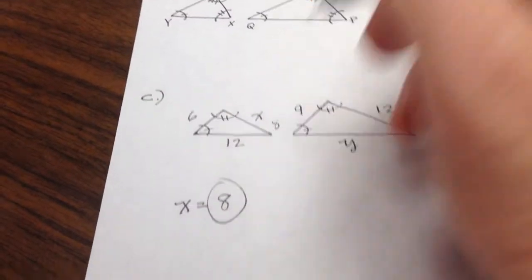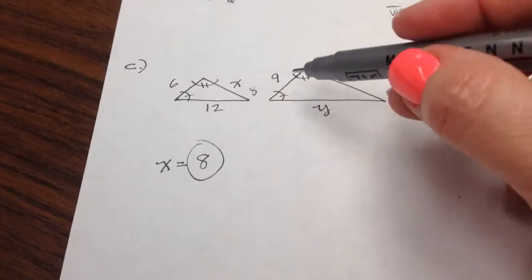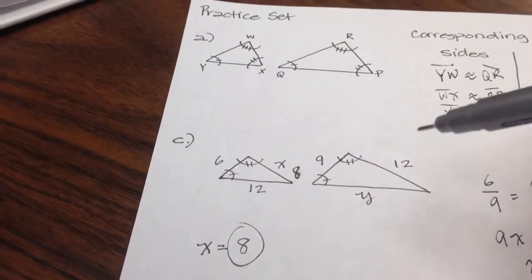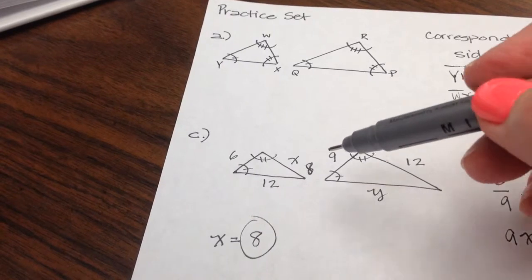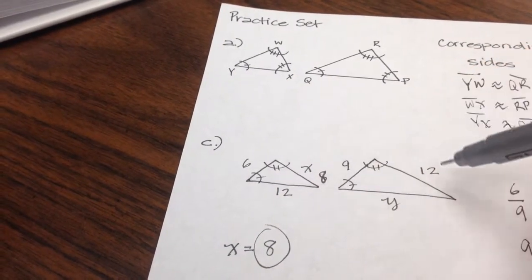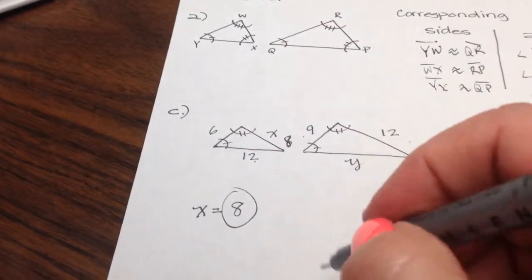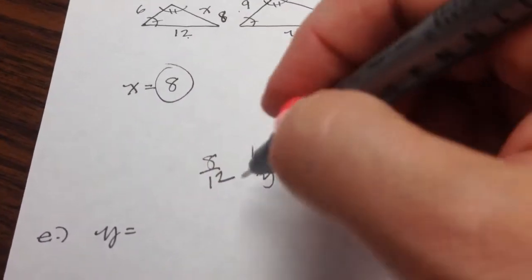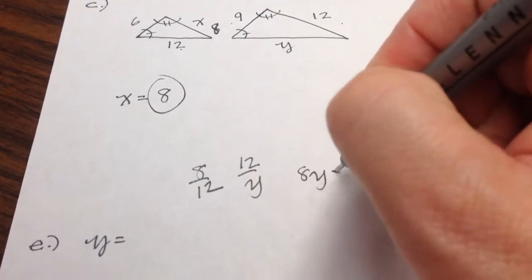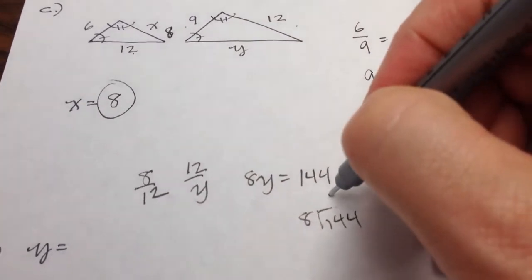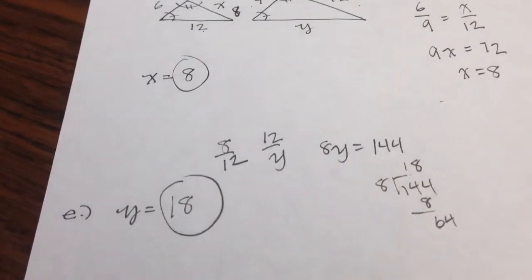Now my next question is going to be, okay, now find Y. All right, so X is 8. I can do any one of them. So I think I will do 8 is to 12 as 12 is to Y. All right, so cross multiply. I have 8y equals 144. Divide 8 into 144. So y is 18. See? Easy peasy lemon squeezy.